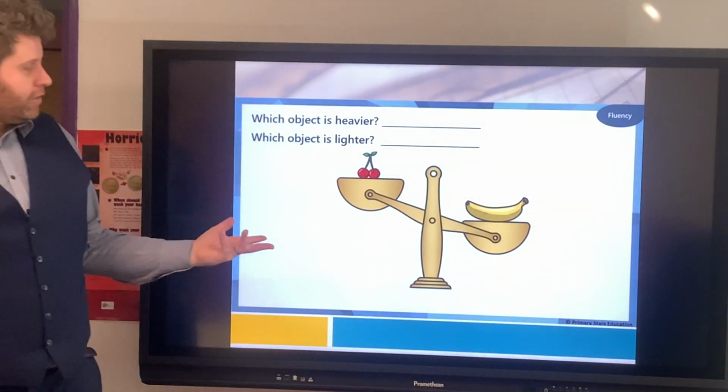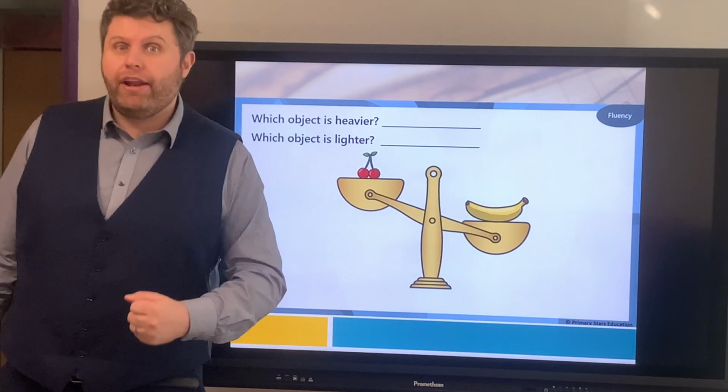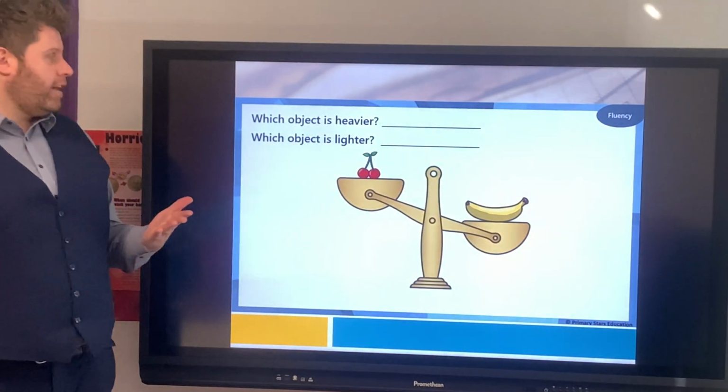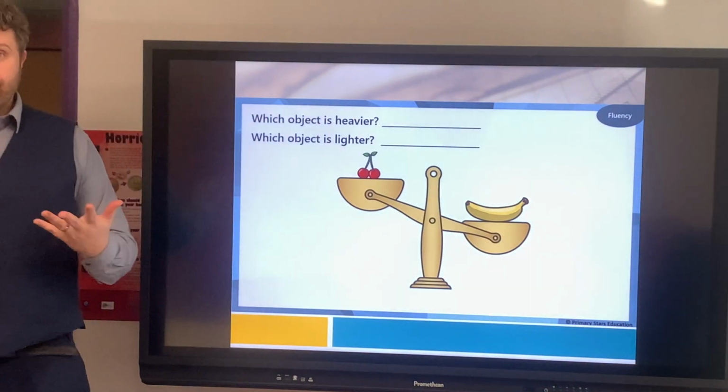We've got the cherry and a banana. So we've got a couple of cherries and a banana. Same again. Which object is heavier? Which object is lighter? Pause the video.